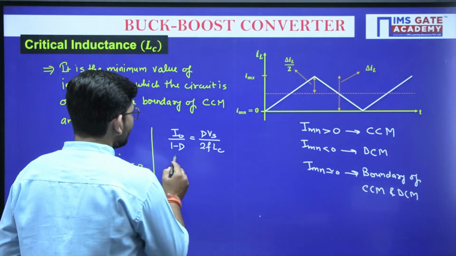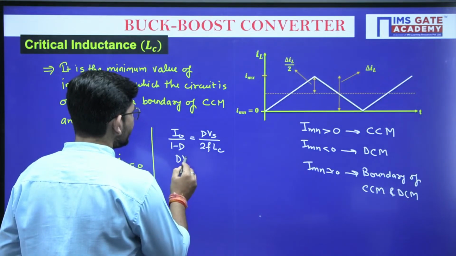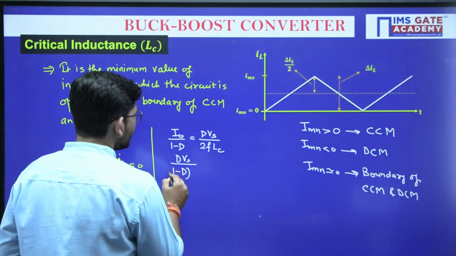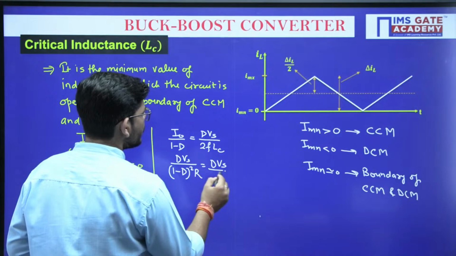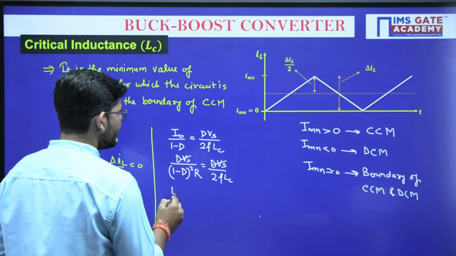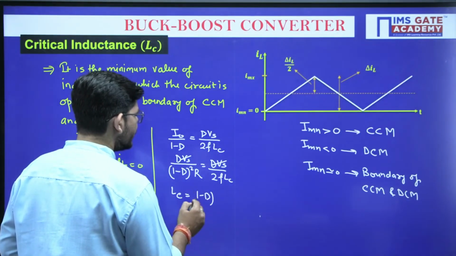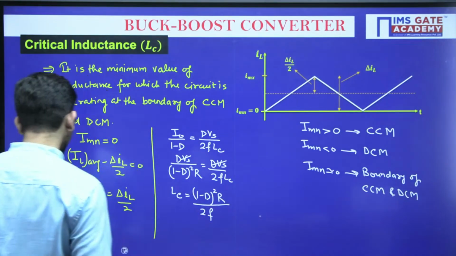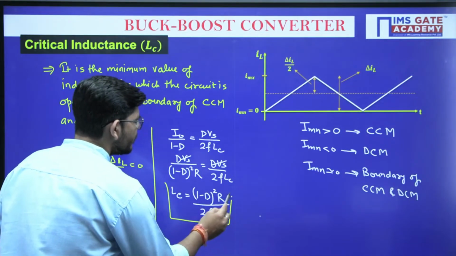Now I naught can be written as V naught by R, and V naught can be written as dVs upon 1 minus D. So finally we can write this like this. Now this is dVs upon 2f LC. Now this gets cancelled, and what will we have for LC? We will have LC value as 1 minus d square R by 2f. So this is the formula for critical inductance that we will be having.